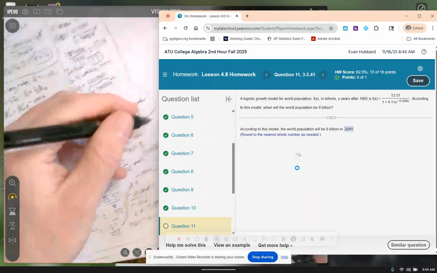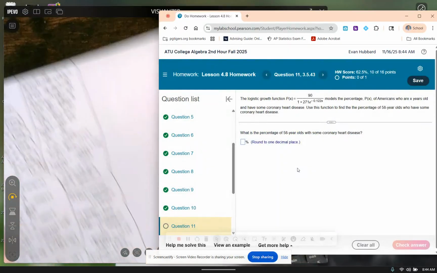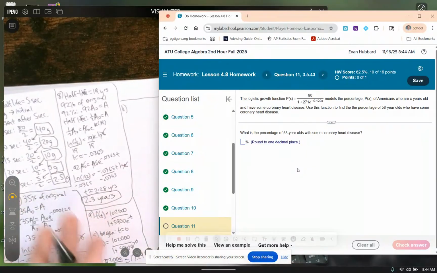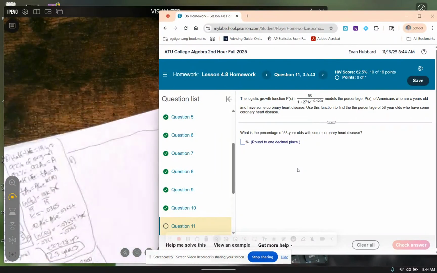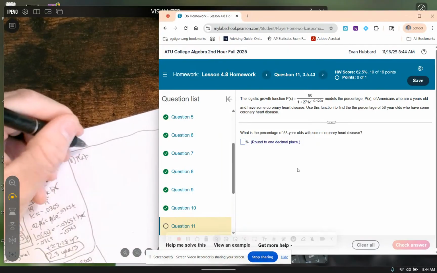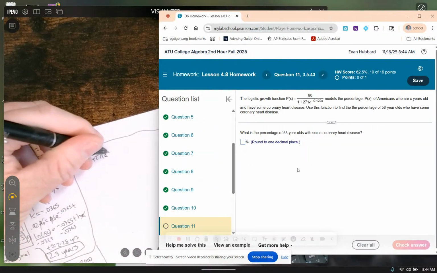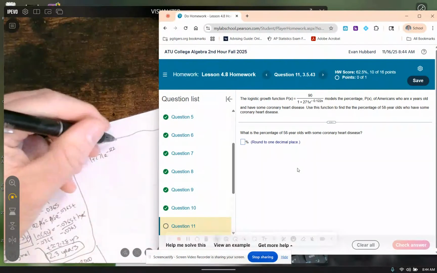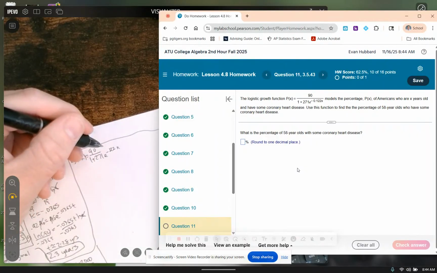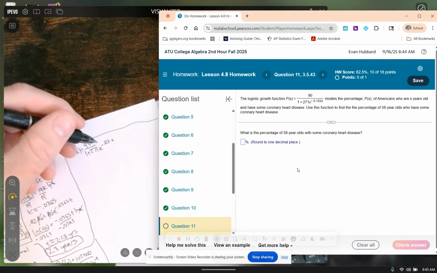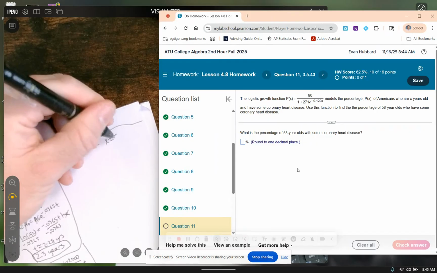Okay. Let's try 11. The logistic growth function gives the percentage. I'm going to write this down. P of x is equal to 90 divided by 1 plus 271 e to the negative 0.122x. The percentage of Americans who have some coronary heart disease: use the function to project for 58-year-olds. So P of x is for Americans who are x years old. So x equals 58. This is a pretty simple one.